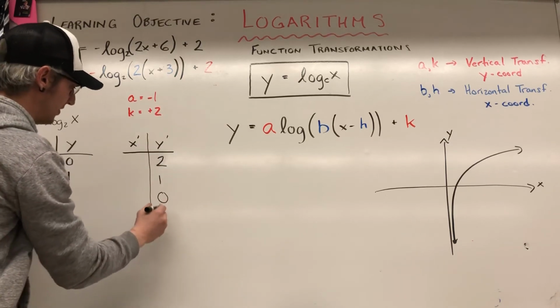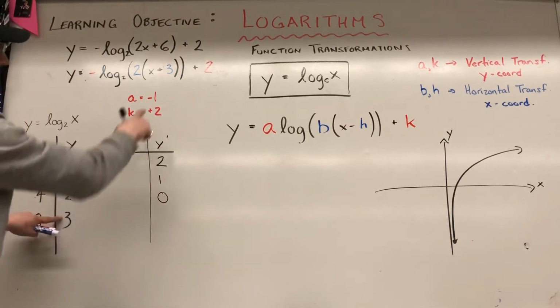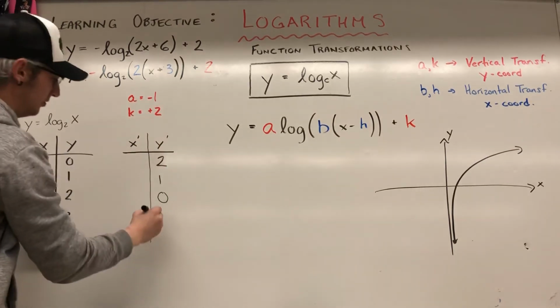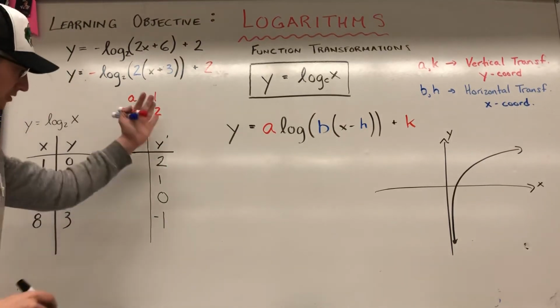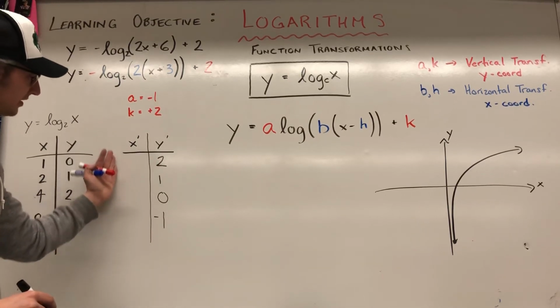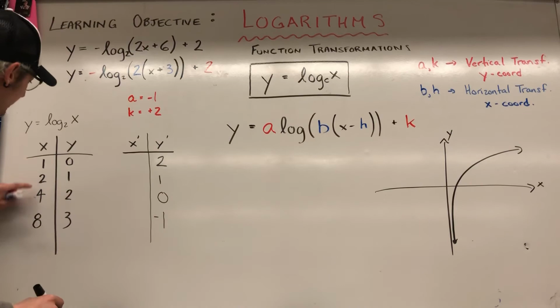Can you see a pattern here? I bet you the next one's going to be -1. 3 times -1 is -3, plus 2, -1. Here are my transformed y coordinates. Now let's figure out what the corresponding x coordinates will be by using these here.